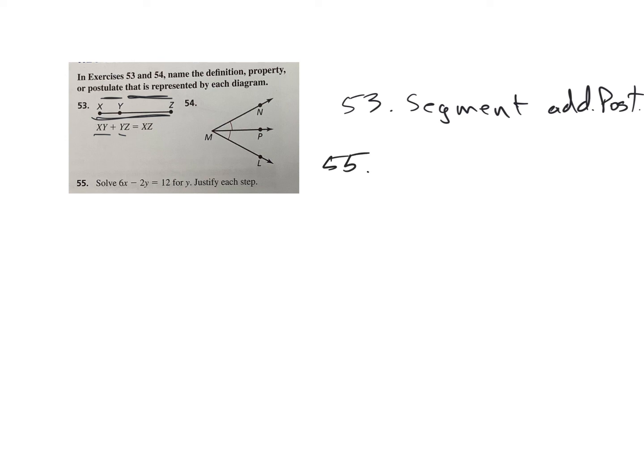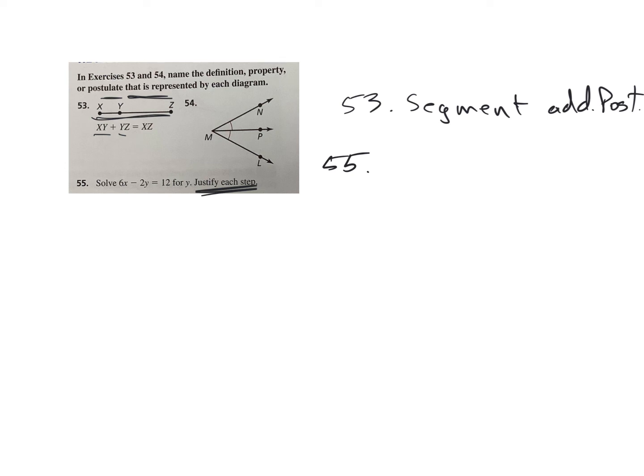All right, we're going to do 53 and 55 here. This is a review. Name the definition, property, or postulate. So take a look here. XY plus YZ equals XZ. 53, that would be segment addition postulate. Start learning these. Now 55. We're going to solve and justify each step. So now I don't have the properties up here. You're going to have to tell me.